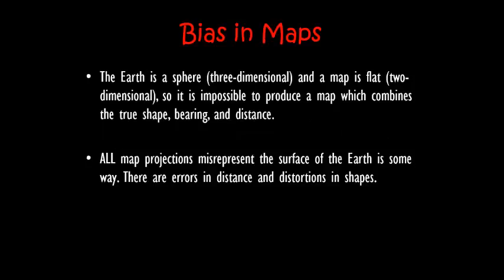And even things that we kind of take for granted as being objective, things like maps, are in fact biased. Now, the Earth is a sphere. It's three-dimensional. But a map is flat. It's two-dimensional. So it is impossible to produce a map which combines the true shape, bearing, and distance of the world. So inevitably, every map maker has to make certain compromises in order to make their two-dimensional map work. All map projections misrepresent the surface of the Earth in some way. There are errors in distance and distortions of shape across all different map projections. There's just no way of getting around it. It's physically impossible to truly represent the shape of the Earth's continents on a map, on a two-dimensional space.